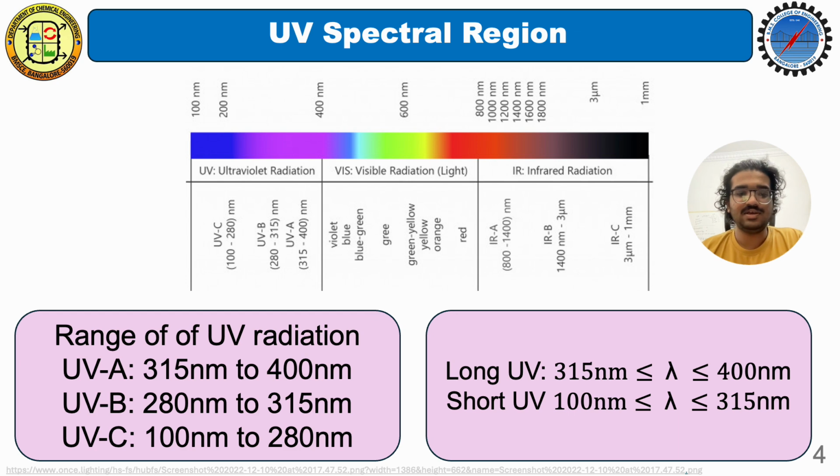Within the UV spectral region, we have three different ranges. UVA ranges from 315 nanometers to 400 nanometers. UVB ranges from 280 nanometers to 315 nanometers. UVC ranges from 100 nanometers to 180 nanometers. All of these are wavelengths of the electromagnetic radiation within the UV spectrum. Further, to have a simplistic classification, we can classify electromagnetic radiation within the UV spectral region into long UV and short UV, with 350 nanometers to 400 nanometers, and 100 nanometers to 315 nanometers respectively.